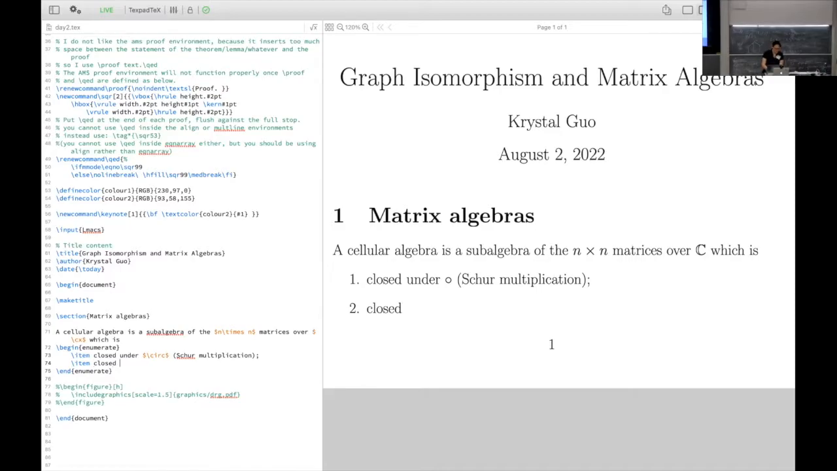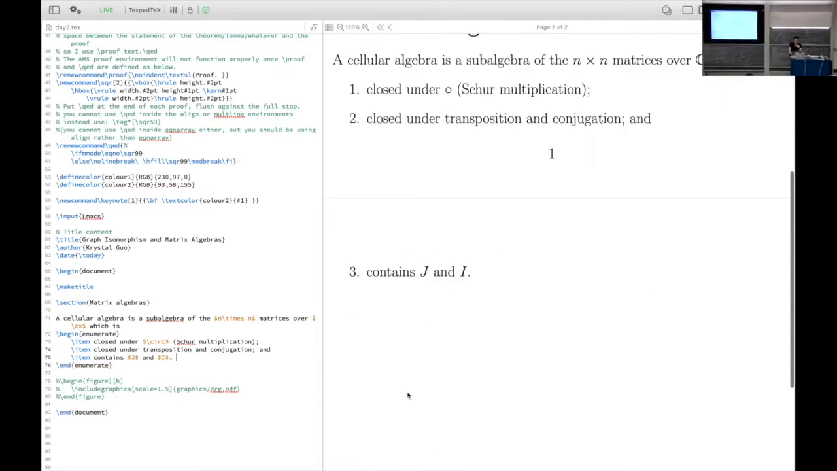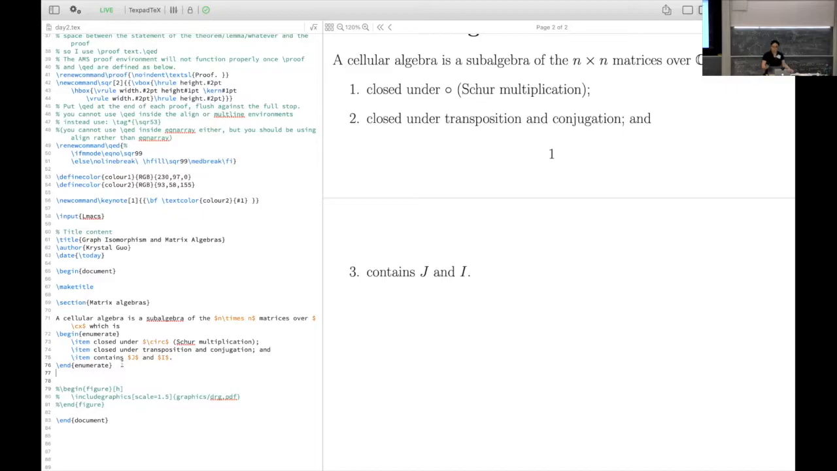And this thing also has to be closed under transposition and conjugation, because these are complex matrices. And we require further that it contains the all-ones matrix and the identity matrix. So it's already a subalgebra of the n by n matrices, so it's closed under usual matrix multiplication and addition and scalar multiplication. And then in addition, it's closed under Schur product, and also transposition, conjugation, and contains I and J. So this might differ from other definitions, but for our purposes, this definition of cellular algebra will suffice.